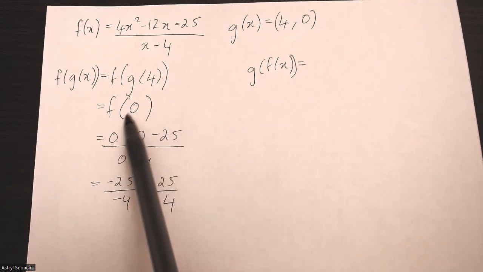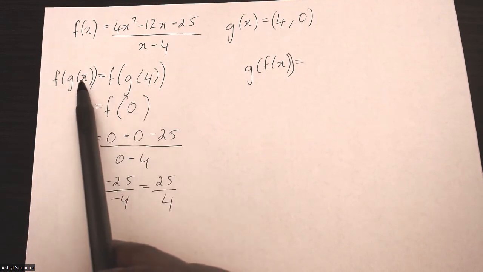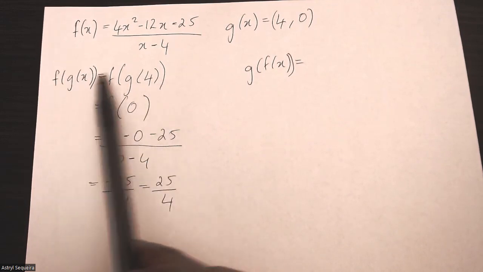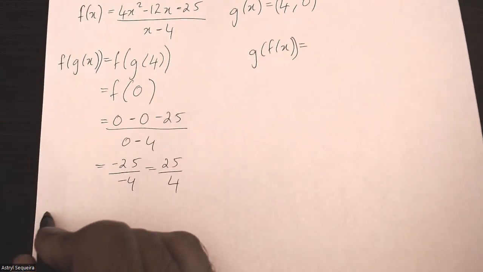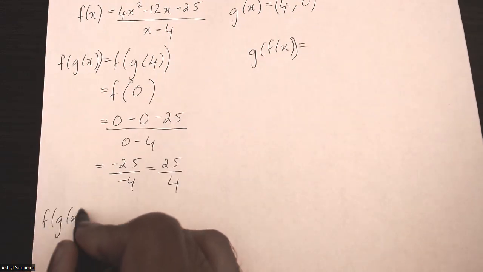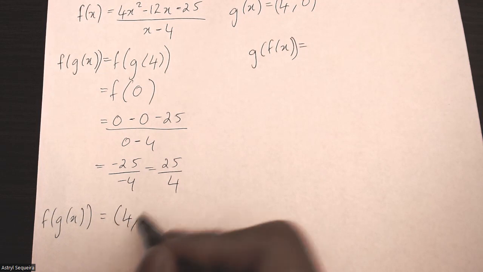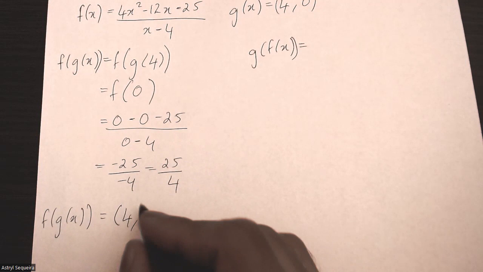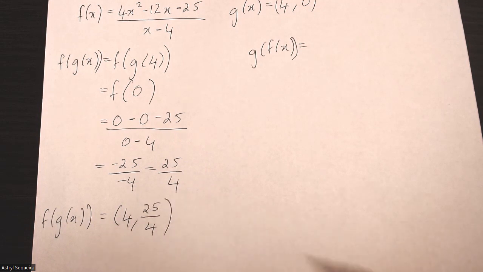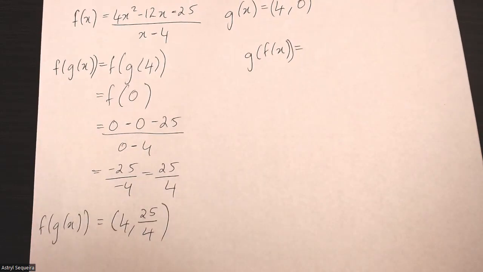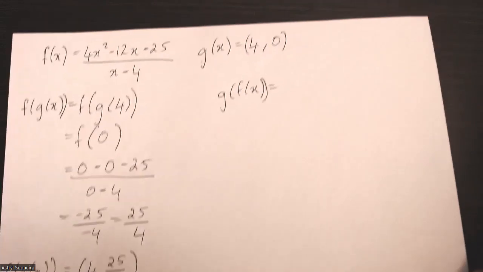So I know that the x value in this one was just positive 4. That's what I replaced x with at the start. So for f of g of x, it's just going to equal positive 4. And I know that the y value of this composite function is 25 over 4. So that would be my answer for f of g of x.